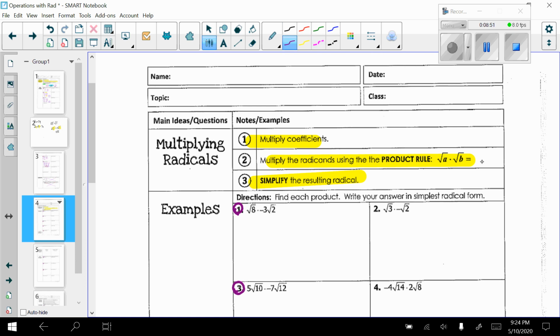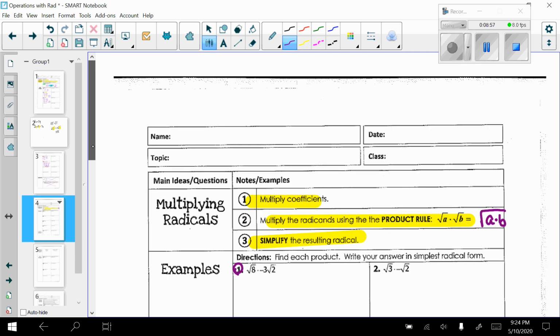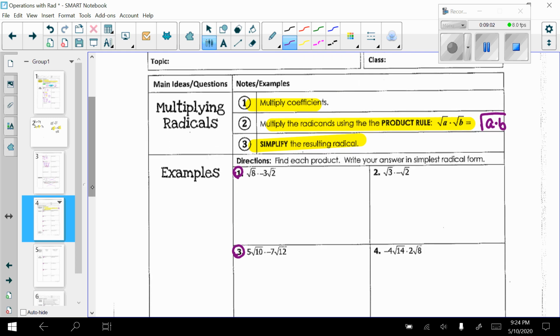Remember the product rule? What this basically says is whatever's underneath the radical, you can go ahead and multiply it, and then you simplify it. So looking at number 1, you have 8 underneath the radical, 2 underneath the radical, and then -3 is outside. Never combine outsides with insides. Leave the outsides alone. So technically, on the outside of this first one is a 1. So 1 times -3 gives me -3.